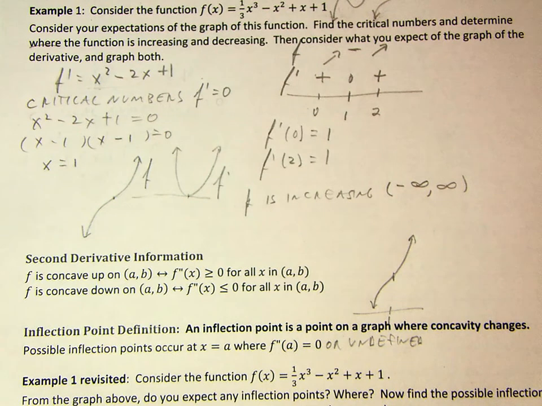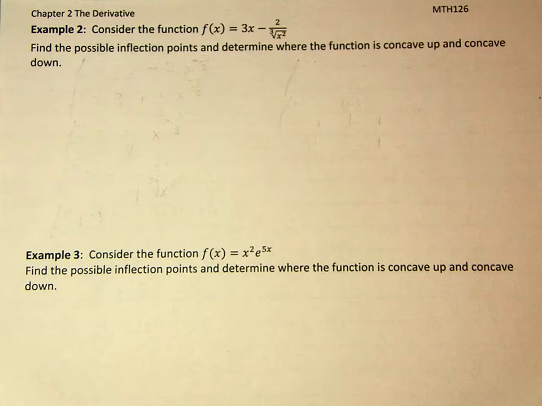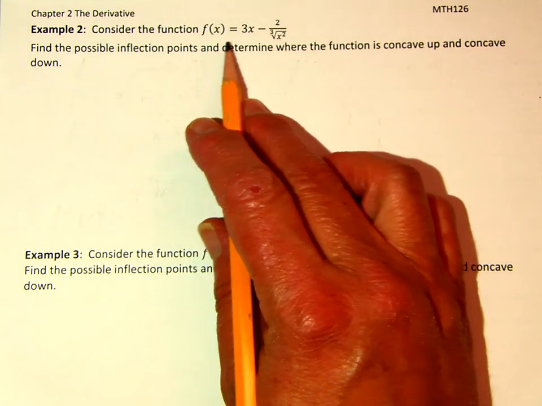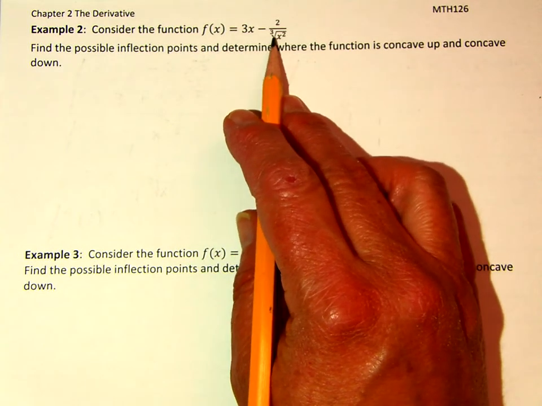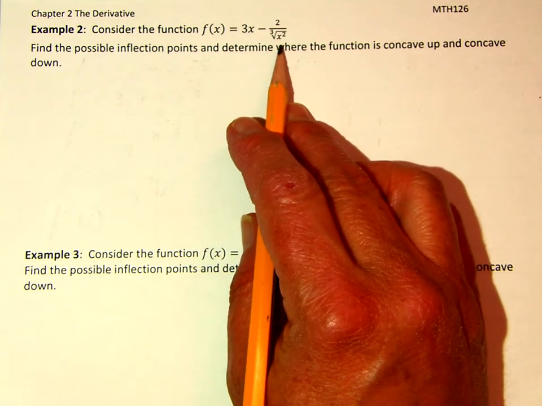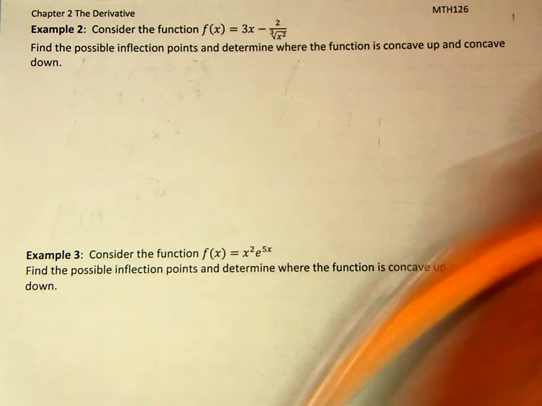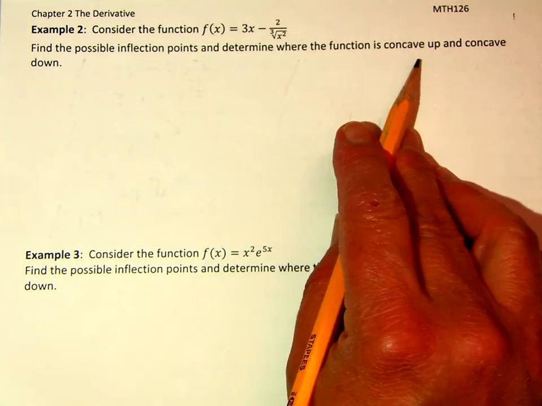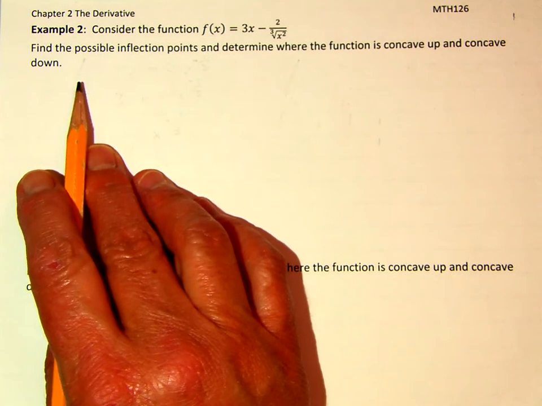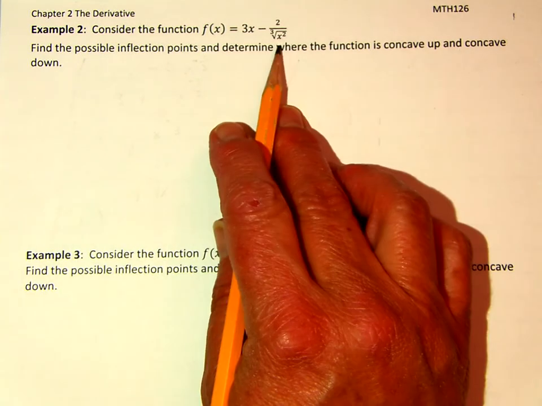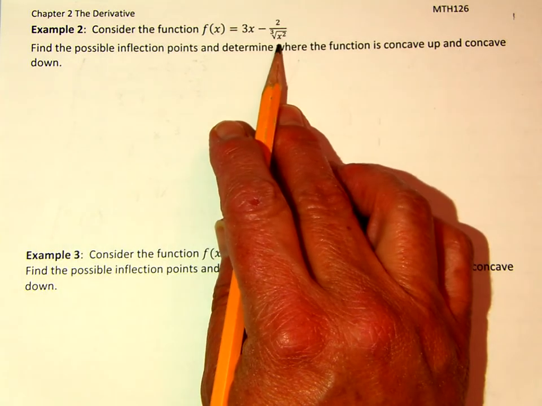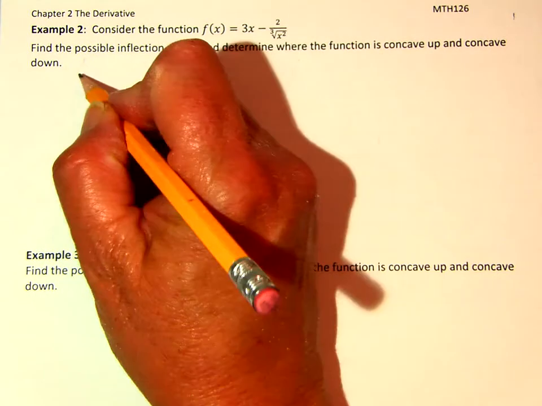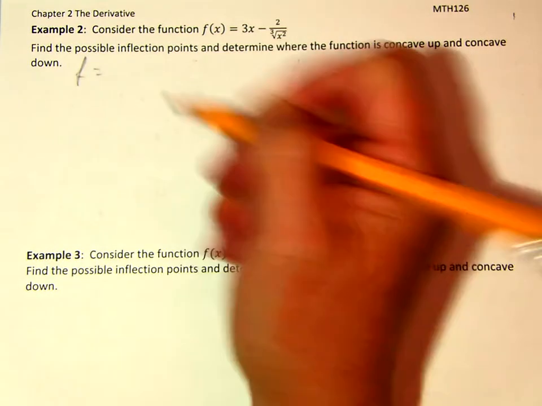Let's continue and work another example. Example 2. Consider the function f of x equals 3x minus 2 over the cubed root of x squared. Find the possible inflection points and determine where the function is concave up and concave down. So the first thing I'm going to do is translate this function into exponential instead of root notation. That'll make it easier to calculate the derivatives.